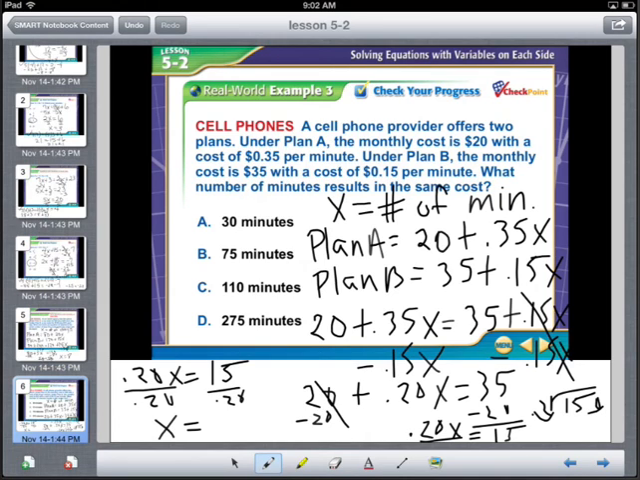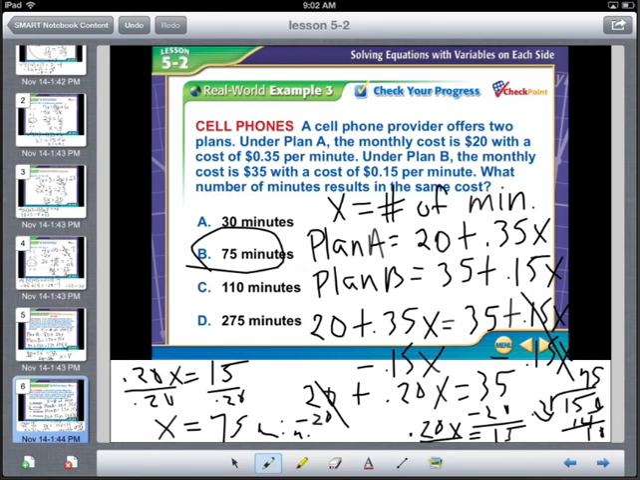Alright, 2 won't go into 1, it'll go into 15 7 times. Okay, and it'll go into 10 5 times. So x is equal to 75 minutes. Okay, which is choice B, 75 minutes.